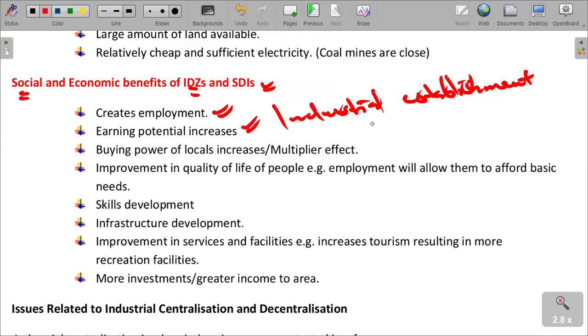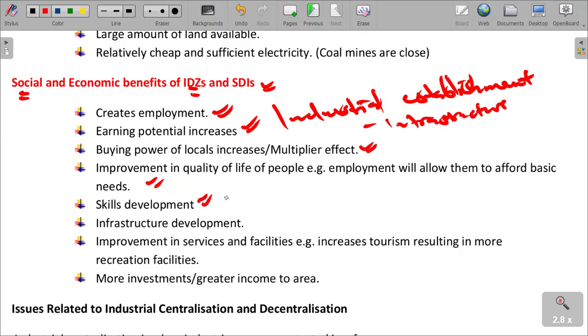Industrial establishment, we talk about infrastructure, which is also coming as a result of what? Of these IDZ and SDIs. Buying power of locals increases, the multiplier effect. We are saying the amount of money spent at the beginning is not equivalent to what is benefited at the end. The multiplier effect. Improvement in quality of life of people, which we talk about: employment allows them to afford the basic needs.